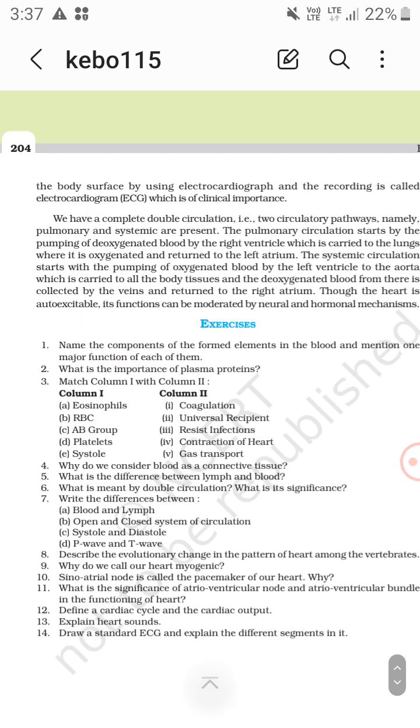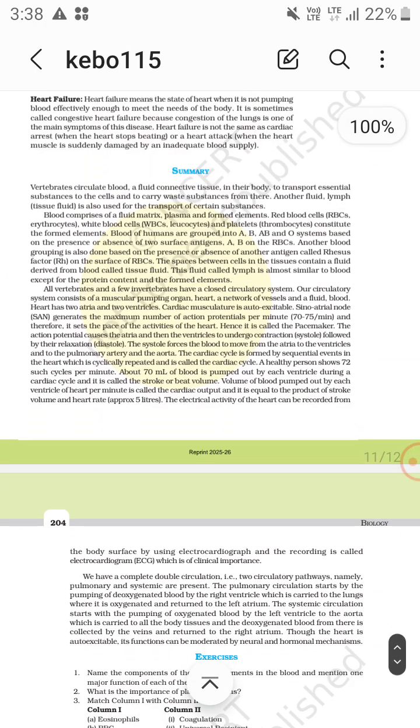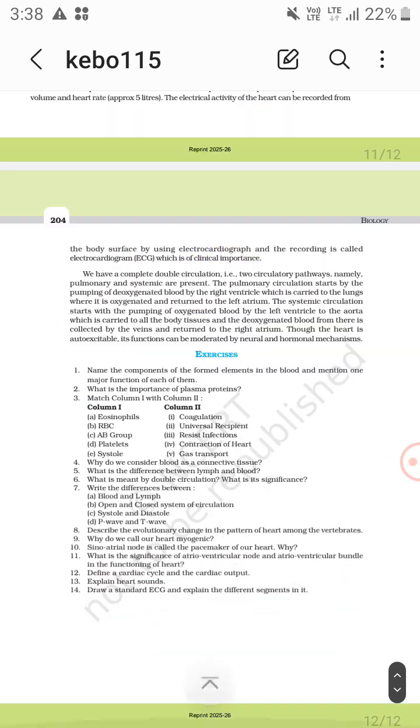So this is it. So this is how your chapter is done, the body fluids and circulation, right?